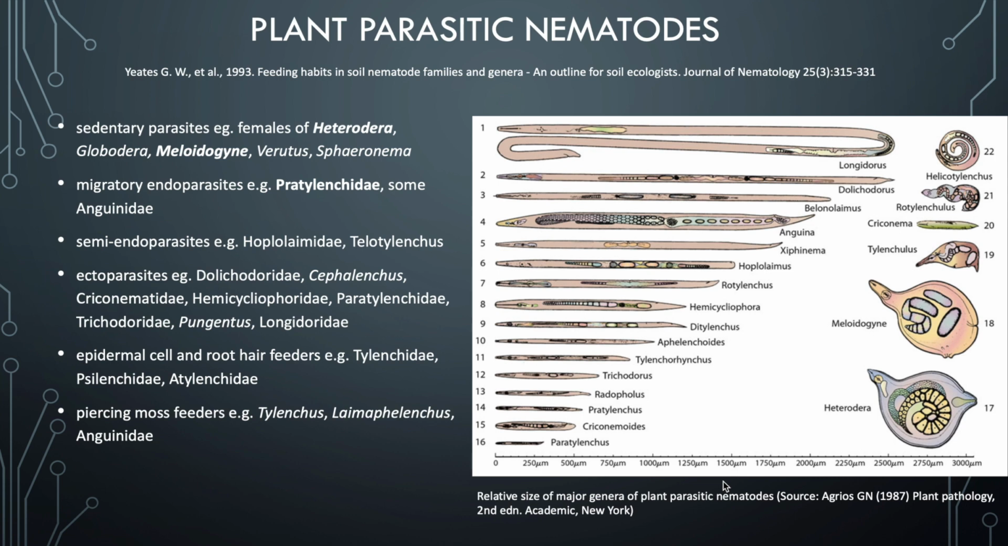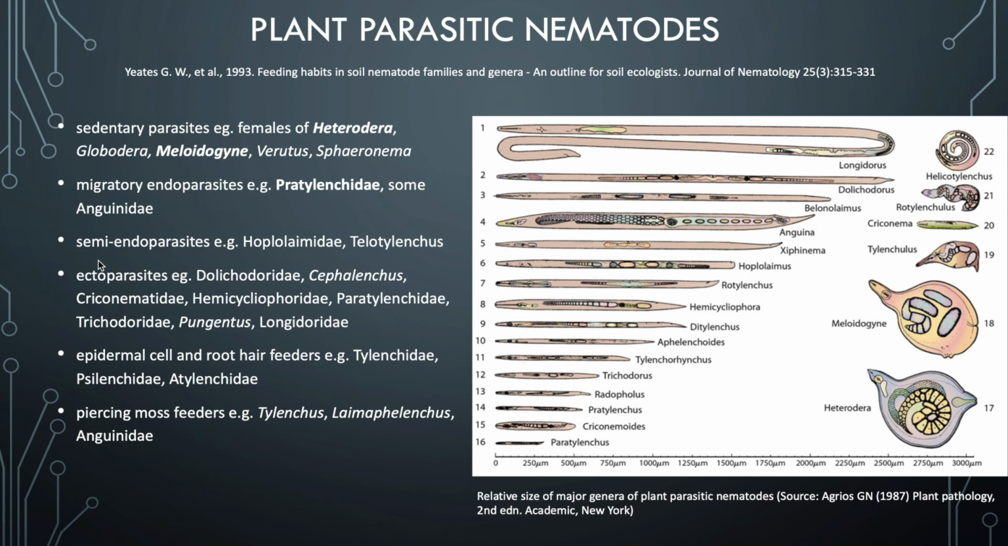So let's look at the various groups of plant parasitic nematodes. These divide into the sedentary parasites. An example of that is the cereal cyst nematode, which we'll describe in a minute, and that's the Heterodera genus. Another genus we'll describe is the Meloidogyne, and that's the root knot nematode. There are also migratory endoparasites, so they live inside the plant, but they do migrate, and Pratylenchus is another one we'll talk about as well.